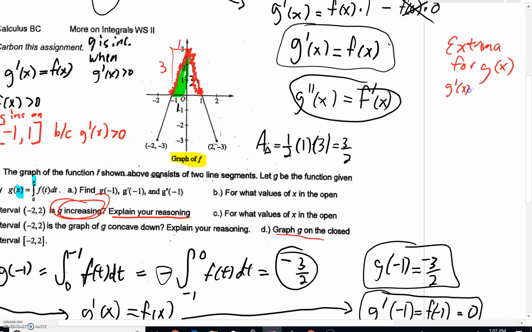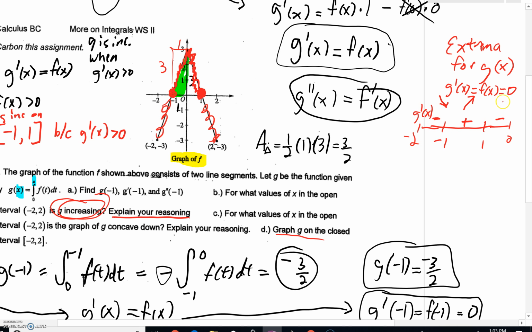I'm going to find where g prime of x, which by the way is really f of x, equals 0. And I hope you can see it's here at 1 and negative 1. And we already said that g prime was positive between negative 1 and positive 1. But I hope you can also see that if we extend out to 2 and negative 2 here, g prime was negative there. Why? Because that's where f is going to be below the x-axis.